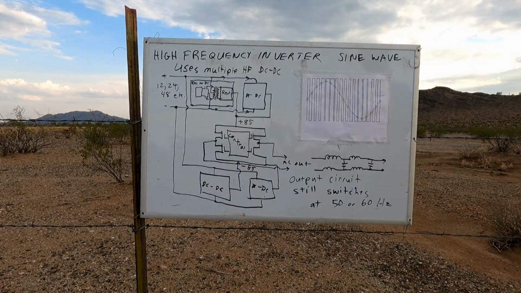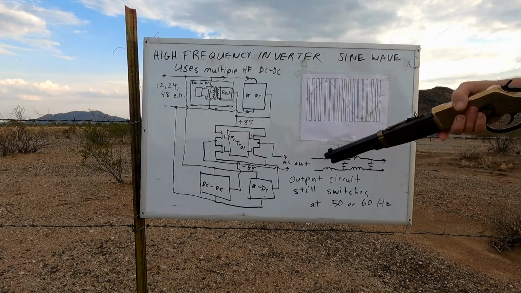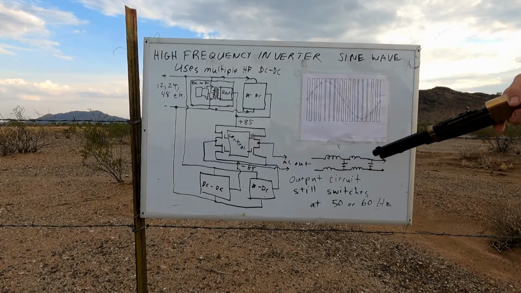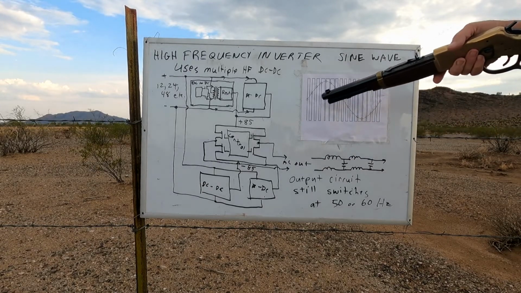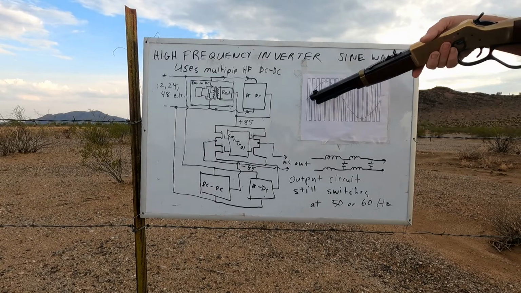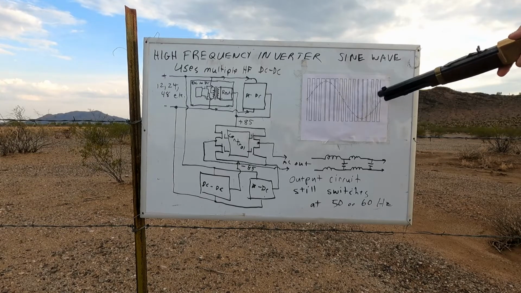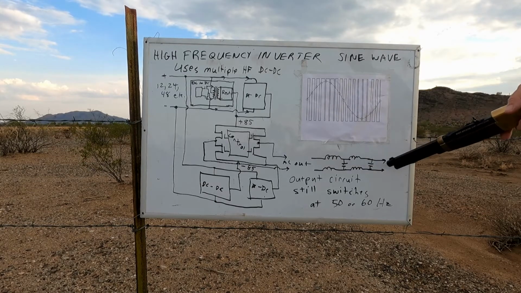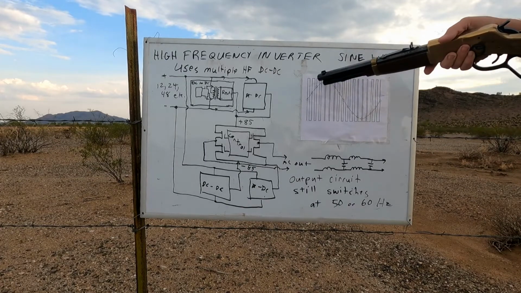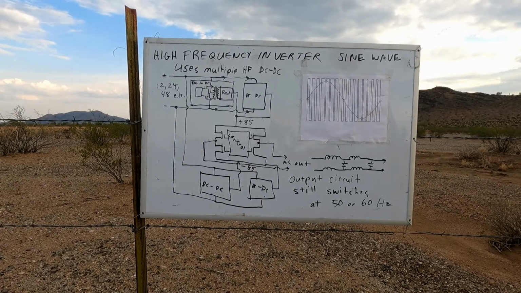So the only other addition needed to accomplish this would be an output filter network. This graph is not to scale. The actual switching frequency would be much, much faster than shown here, and this is just for illustrative purposes. And this output network will be necessary to be able to filter that and to return a sine wave output. Now again, we're talking high frequency transformerless inverters here. And in our next segment, we're going to discuss transformer versus transformerless.